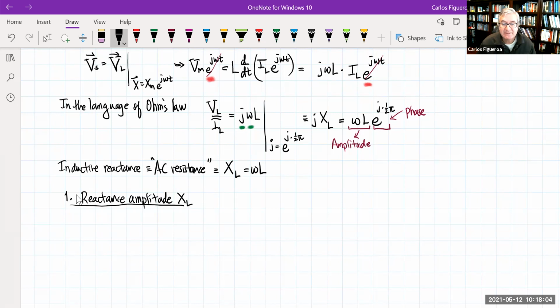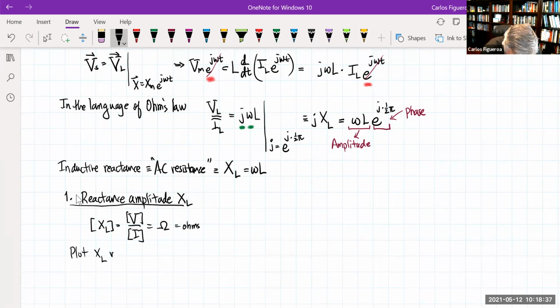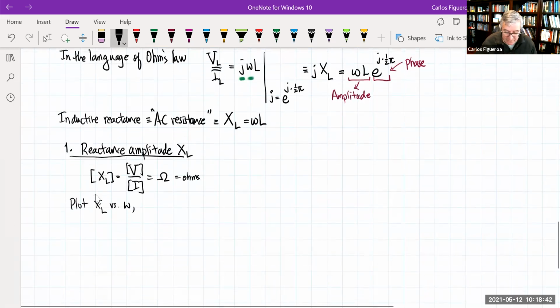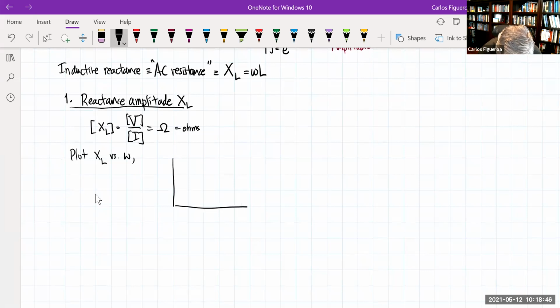So now you're really seeing something different. When I look at the units of XL, that's a unit of volts divided by a unit of current, which is, of course, ohms. So the reactance has units of ohms. And if I plot this thing, there's something quite interesting. If we plot XL versus omega, we're immediately seeing that XL, which is omega L, is linear, where the slope of this guy is the inductance.